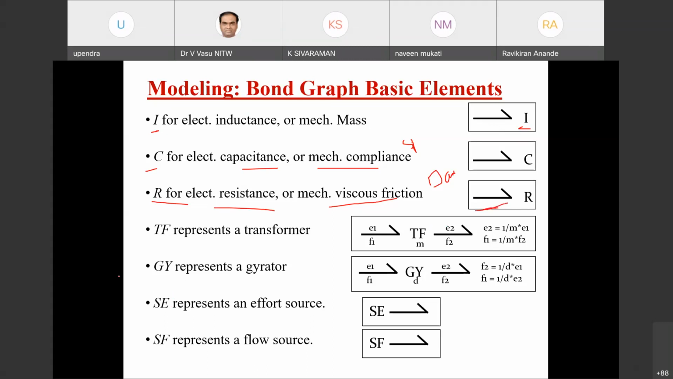We have another two important components, the transformer and the gyrator. Why do we use the transformer? If I want the effort in subsystem one to be totally transformed to the second system, then we use the transformer. Otherwise, we can use the gyrator.